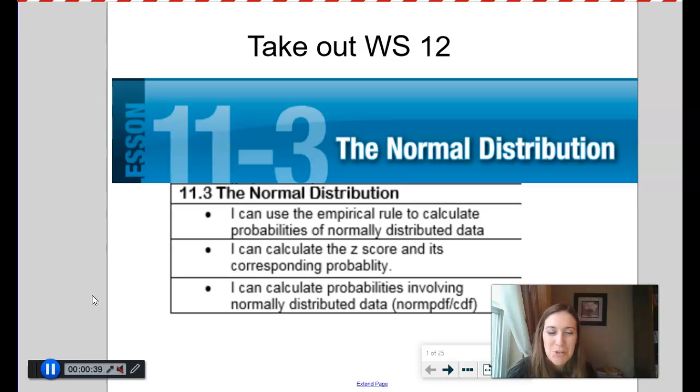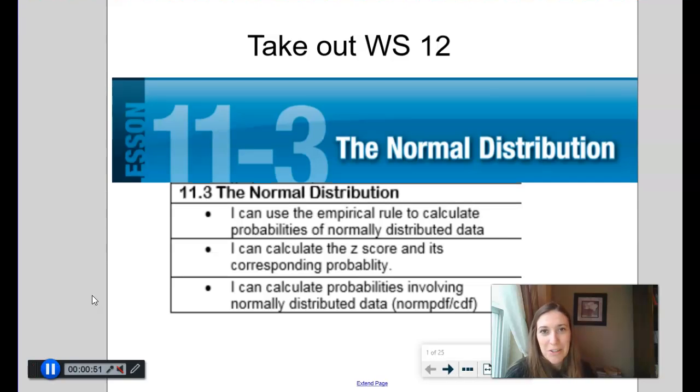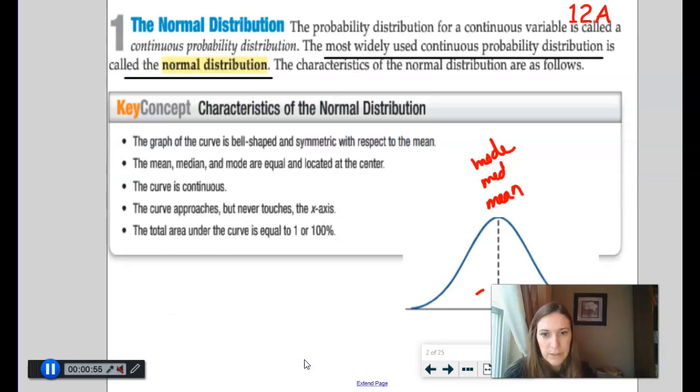All right, so our normal distribution. Big idea today is, can you use the empirical rule to calculate the probabilities with given information? We are going to talk a little bit about Z-scores, which is how we standardize our data. And then we are going to talk about the calculators as well. All right, I'm going to try my darndest to keep this video short if things will work. All right, here it goes.